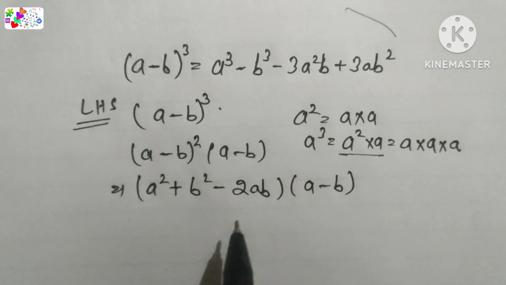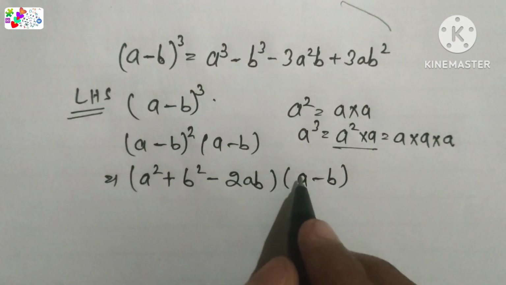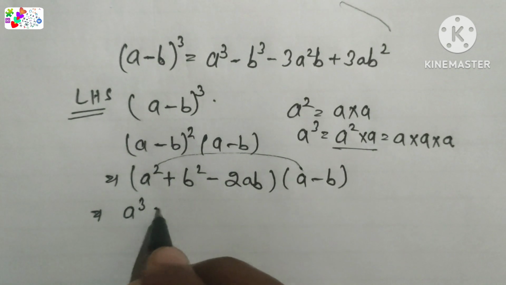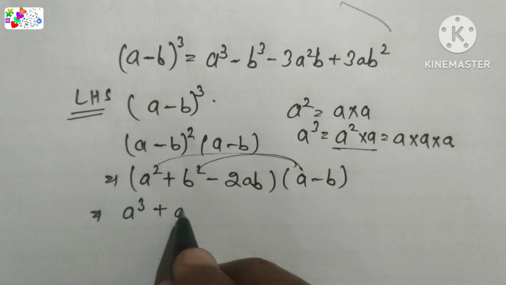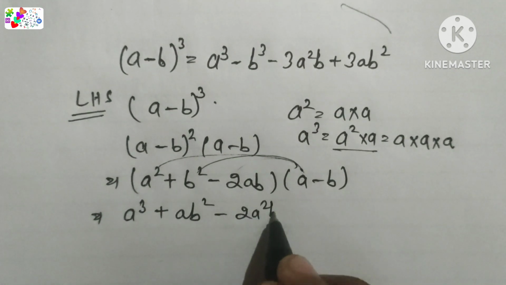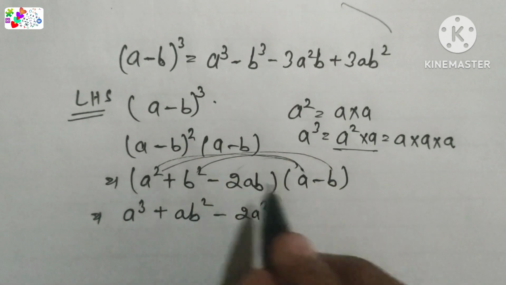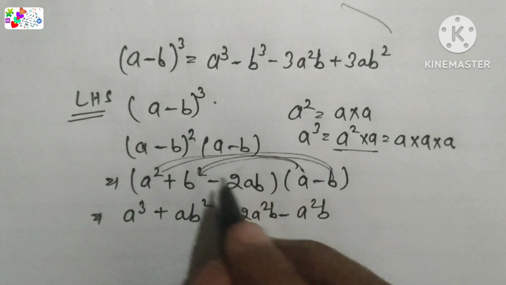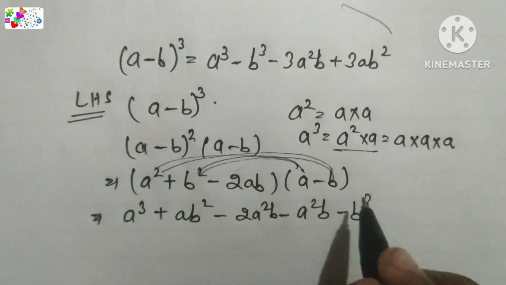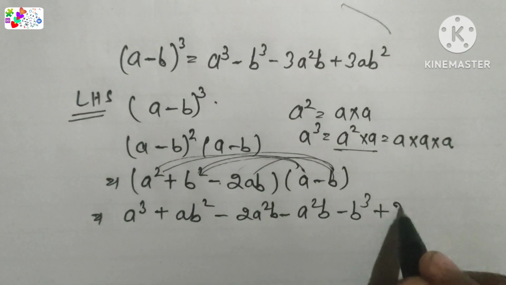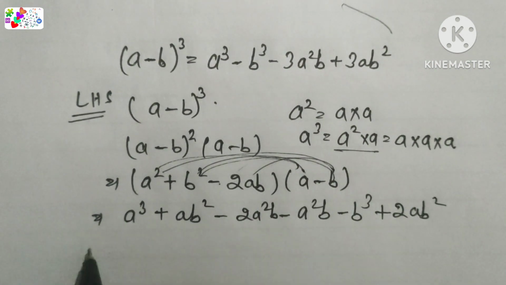So firstly I will multiply: by this it is our a cube, by this a b square, by this minus 2 a square b. Now this minus a square b, by this minus b cube, by this minus minus plus 2ab square.